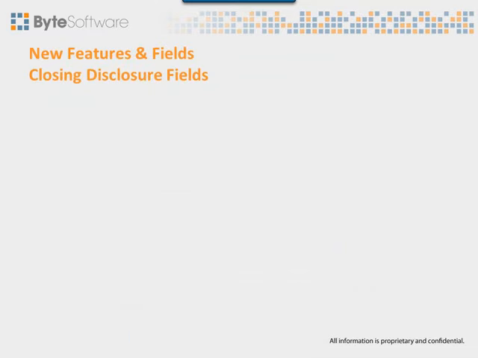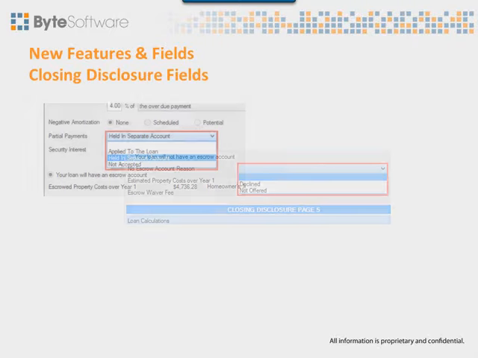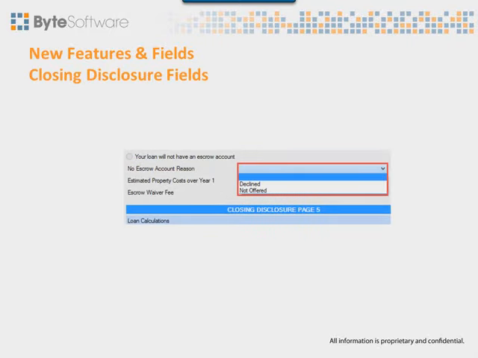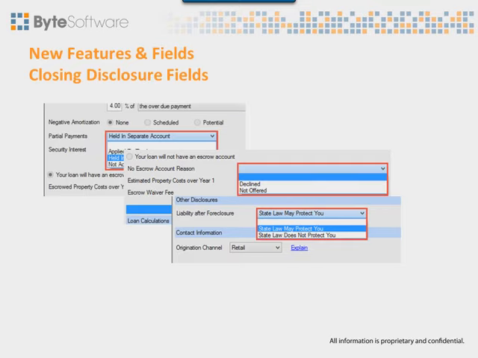The closing disclosure contains at least 3 new notions not historically disclosed by most lenders. The user needs to select how partial payments would be applied in servicing: applied to the loan, held in a separate account, or not accepted. If escrows are waived, the user must select the reason for the waiver, whether they were declined or not offered for the loan program. You will need to also indicate whether state law protects the consumer from liability in the event of a foreclosure. Obviously, this setting can vary by state. So if you intend to prepare the closing disclosure from BITE, you may want to create validations and/or macros or training to assure these items are completed appropriately.